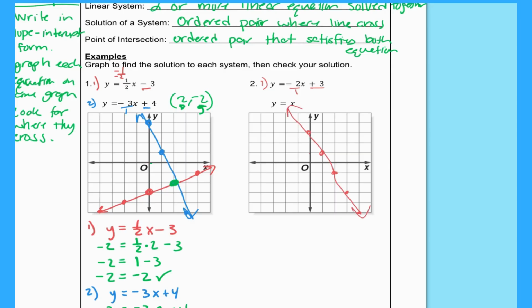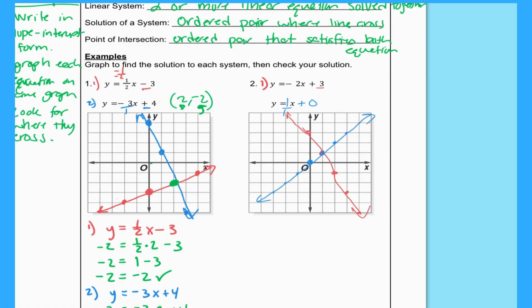And then for my other equation, it's y equals x. Well, if there's no slope, that means it must be a 1. And if there's no y-intercept, it means it must be plus 0. So our y-intercept is 0. Then our slope is 1 or 1 over 1. So up 1 over 1, up 1 over 1, and so on. And I can also go the other direction.